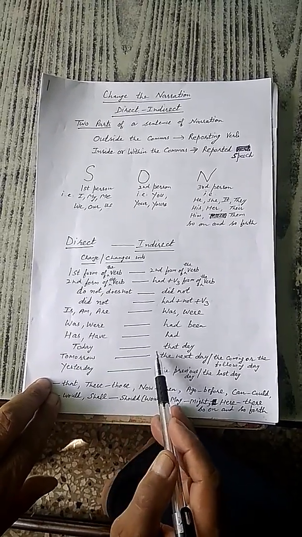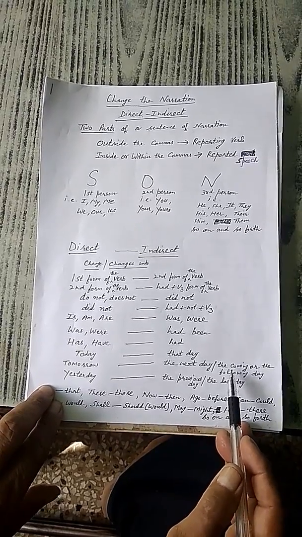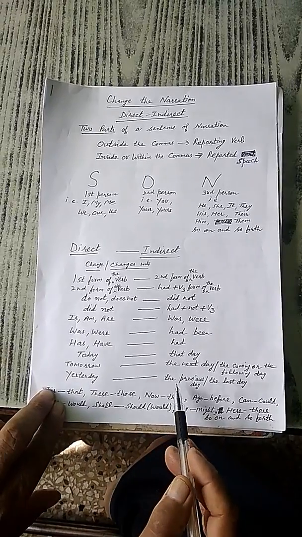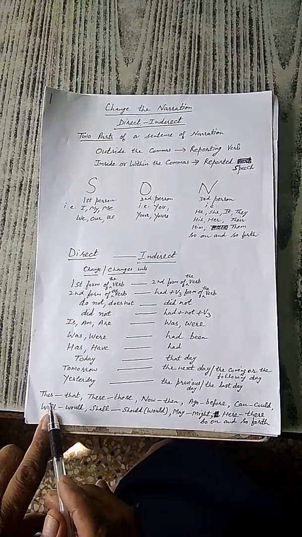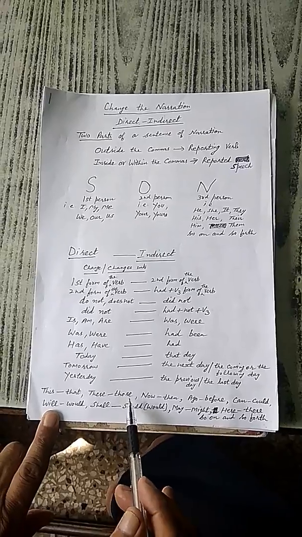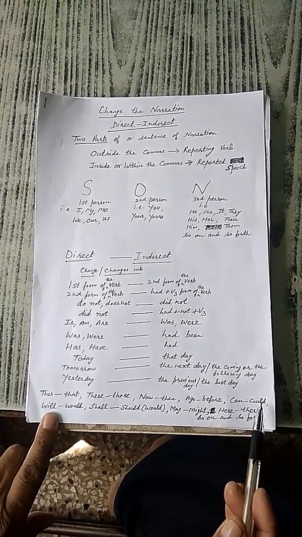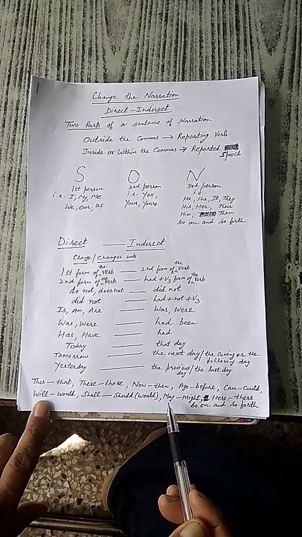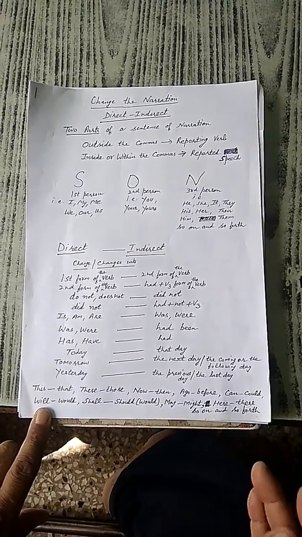Today changes into that day. Tomorrow changes into the next day, the coming day or the following day. Yesterday changes into the previous day or the last day. Similarly, this changes into that, these into those, now into then, ago into before, can into could, will into would, shall into should or would, may into might, here into there, and so on.